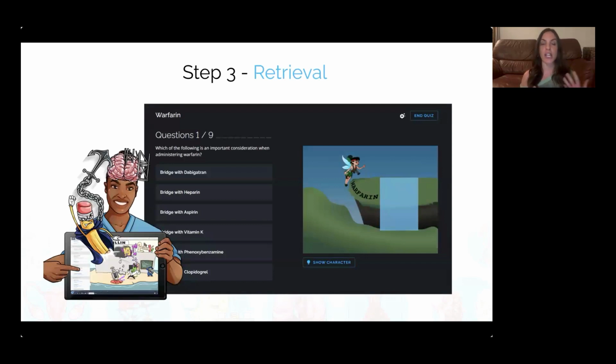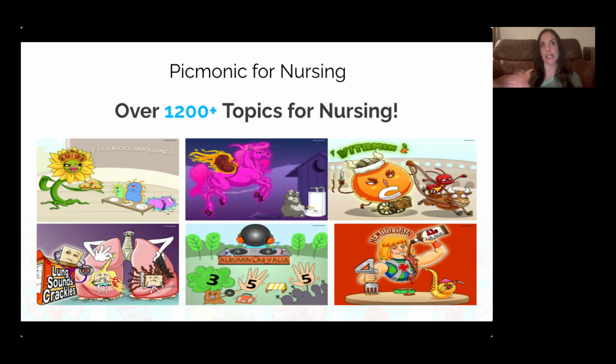Okay, so the final step in the memory process is to recall these memories when needed, even in a stressful situation, very quickly. This is what we call retrieval. Each Picmonic lesson is followed by a quiz that helps you immediately engage in retrieval, a learning science technique proven to support information retention. Answering these questions helps pull the information from your brain, stimulates the memory process, and strengthens storage. This makes it easier to retrieve information in the future, like on exams, during clinicals, or when you're sitting in the NCLEX.